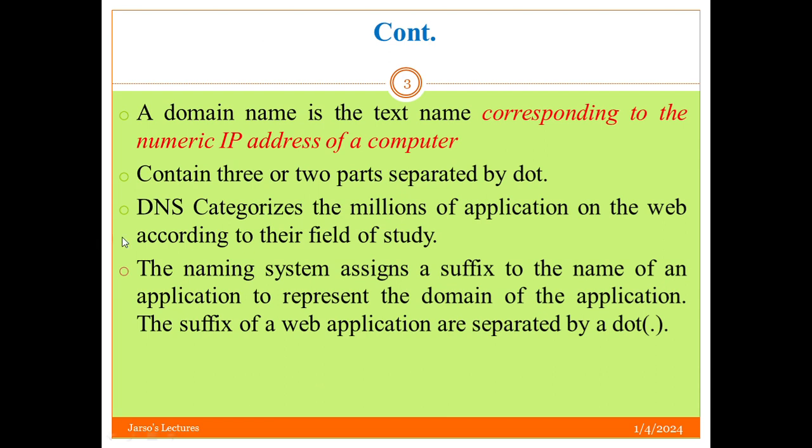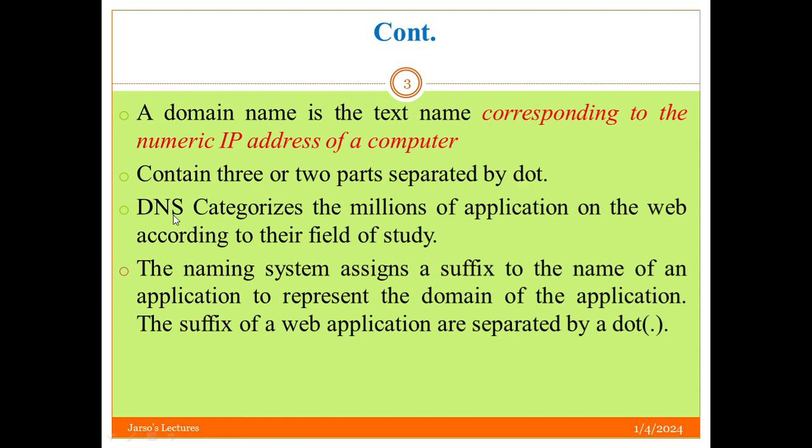And the next concept is, look, a domain name is a text name. It is a text name corresponding to the numeric IP address of a computer, the numeric IP address of the device. This domain name contains 3 or 2 parts separated by dots. An IP address also has numeric characters separated by dots: 4 bytes or 4 decimal numbers separated by dots. If it is version 6, it looks like that one.